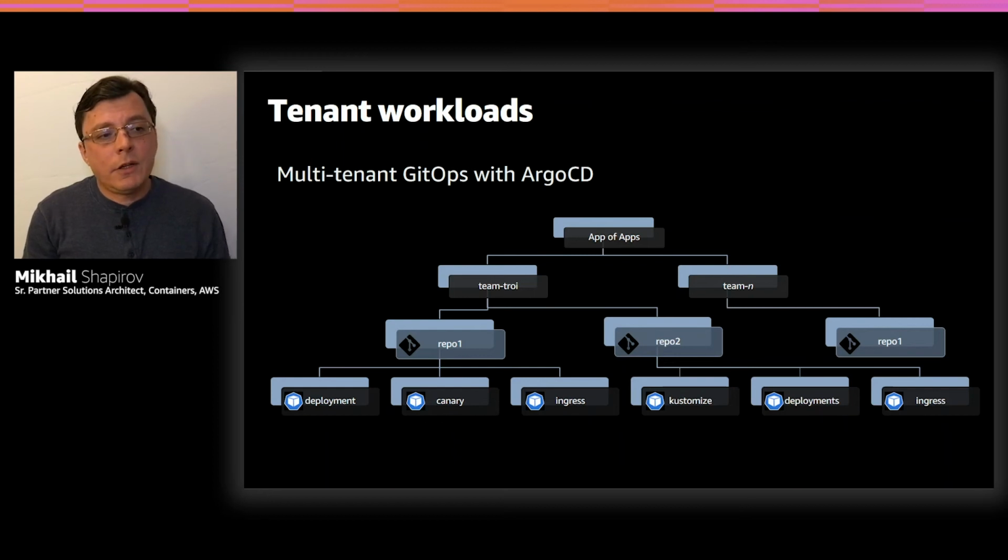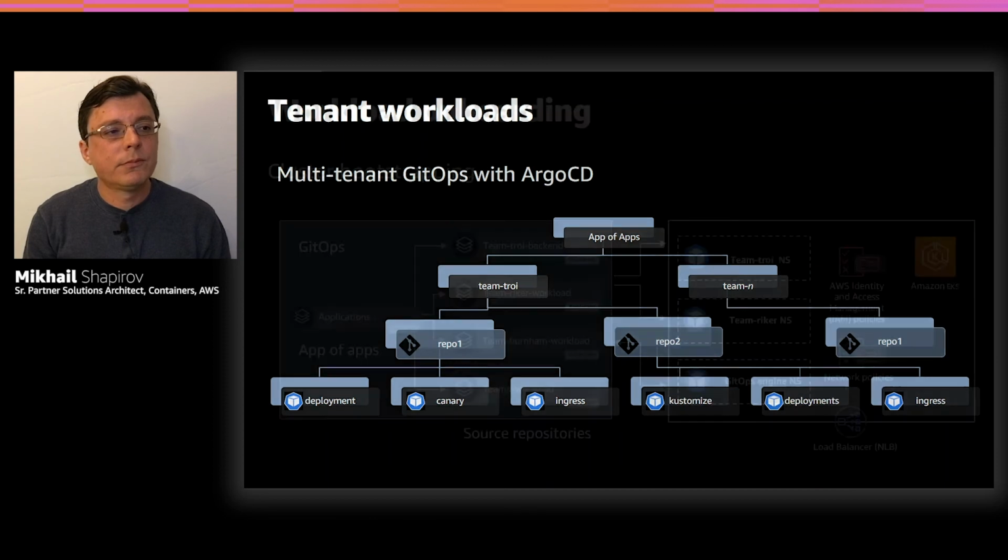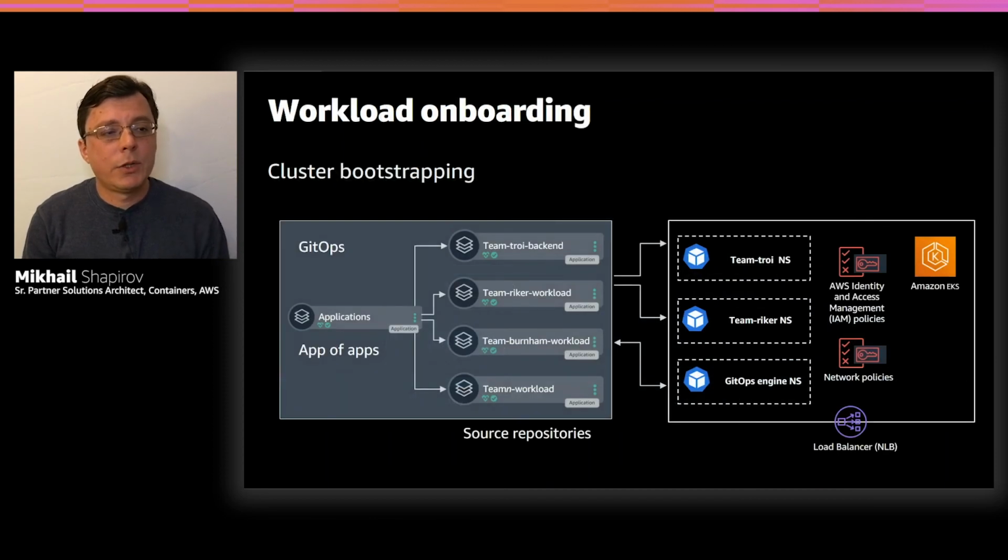In our case, each of those teams, like Team Troy and Team N, as shown in the diagram, has its own repository where they store the Kubernetes resources that they are responsible for. We want them to keep that responsibility. We just need a place, such as an Uber app, where all of those apps are defined, so that in a single shot we can provision all of those workloads as part of cluster bootstrapping. And that's what GitOps, in this case, is going to do for us.